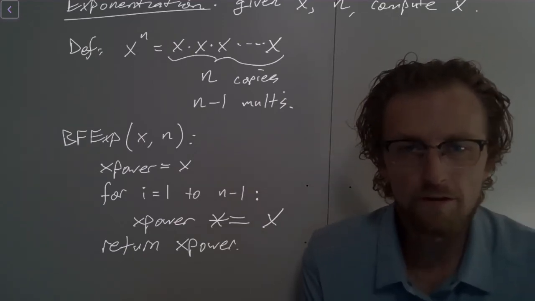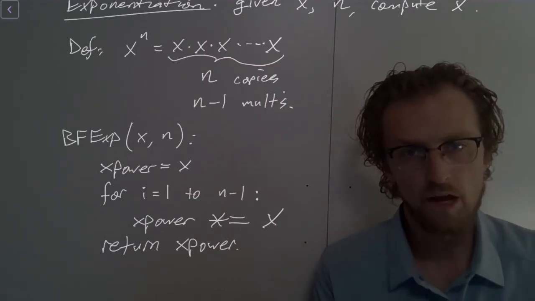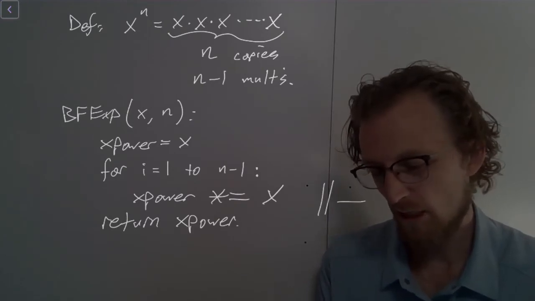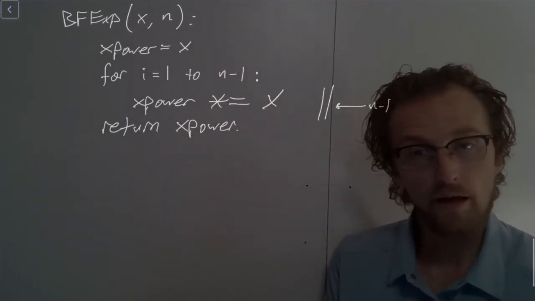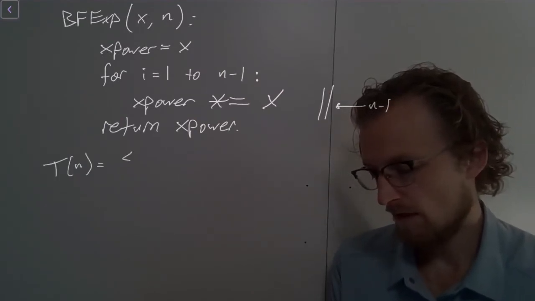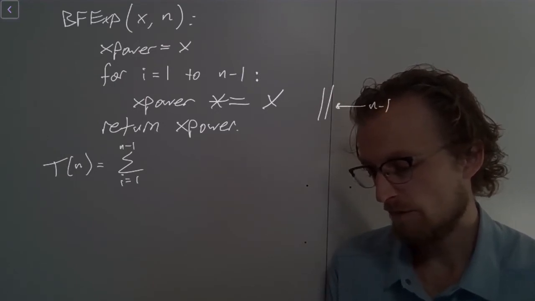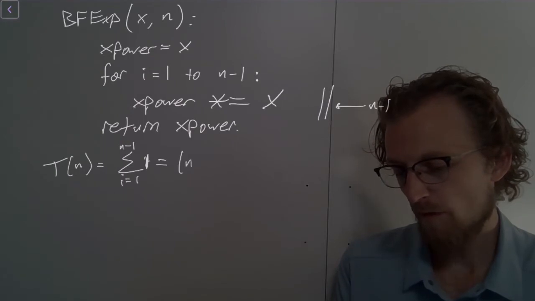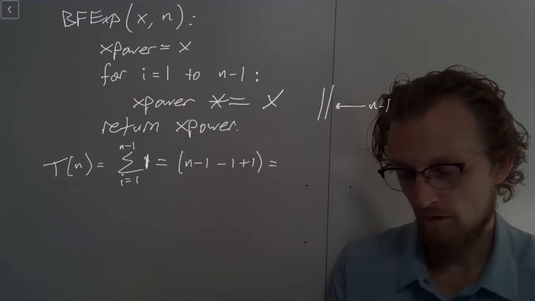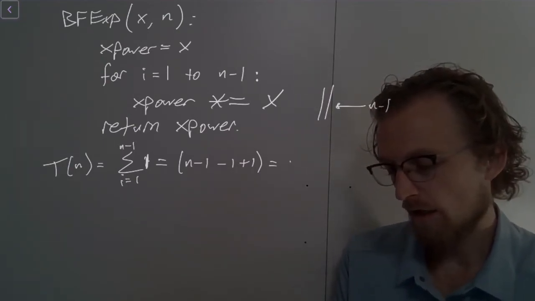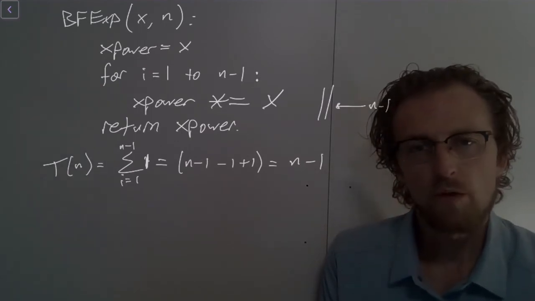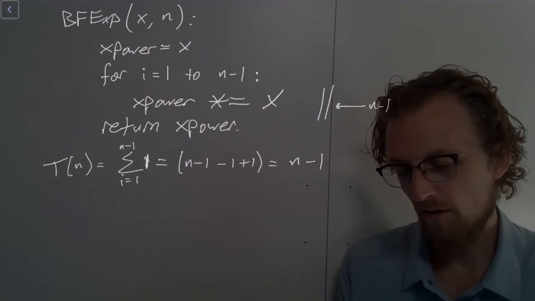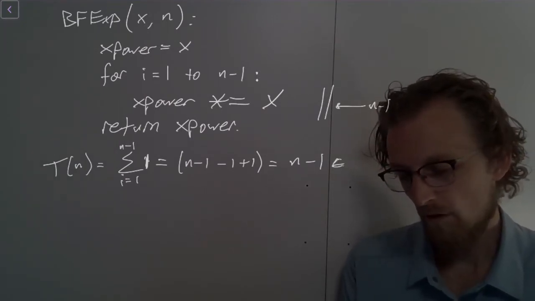Okay, so if we've done the indexing right and everything is fine, it should be clear that this performs exactly n minus 1 multiplications, right? So there's a comment: this is n minus 1. And we could verify that, if we like, by working out the actual expression. So our T of n is the sum from i equals 1 to n minus 1, and in each tick of the for loop we have one multiplication. So what does this come out to? Well, we've got n minus 1, minus 1, plus 1, just chase the whole formula through, don't lose anything, and it gives you in the end n minus 1. So there we verified that we have n minus 1 multiplications required to compute x to the n if we just follow the definition. So this is big theta of n.